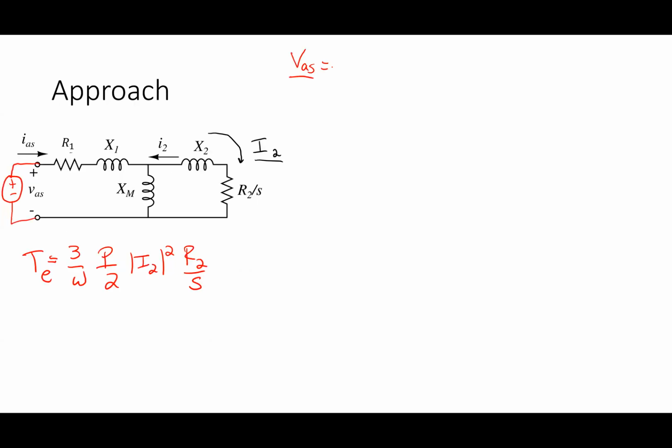Okay, so what is VAS? It's 2300 over root 3, right? Because AS is essentially the line to neutral voltage here. Yeah, this is a line to neutral circuit. Now, how can I find I2?